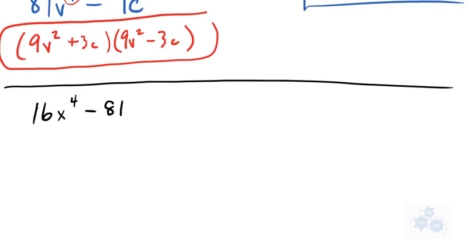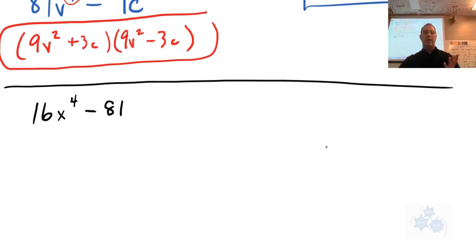All right, so here's your last example, and I want you to decide whether this is a difference of squares, and then I want you to factor it fully. Okay. So let's do this first part together. Is it a difference of squares? Yeah, 16x to the 4th is a perfect square. Is 81 a perfect square? Yes. Okay? So go ahead. Take a minute here and factor that fully.